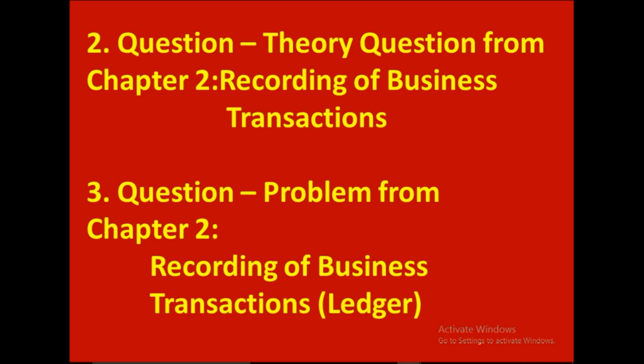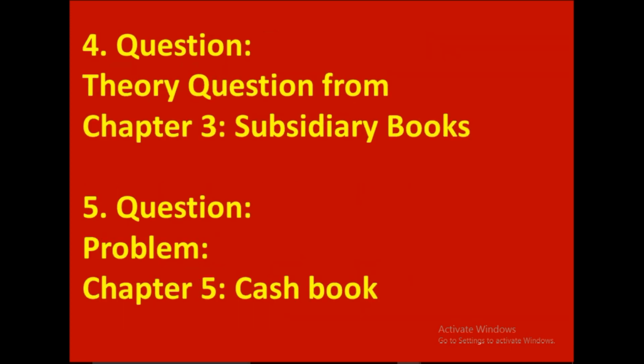Third question will be a problem. This problem comes from chapter 2, Recording of Business Transactions. From this chapter, you will get one problem on ledger topic. Fourth question is a theory question. It comes from chapter 3, Subsidiary Books. Fifth question will be a problem.